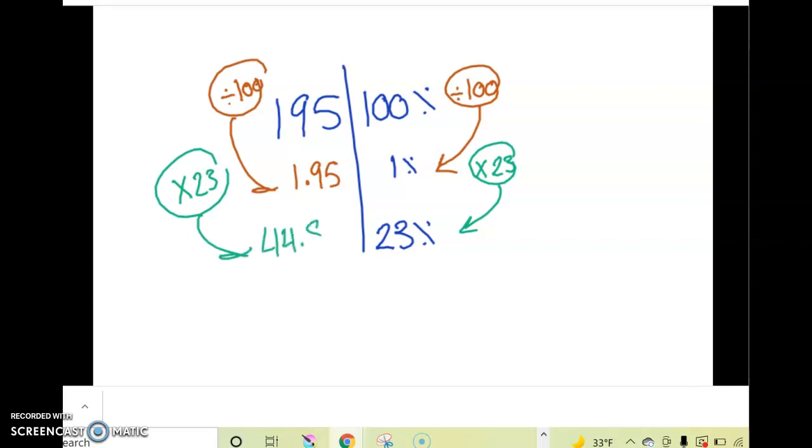So depending on what percent you're trying to get to, it may be easier to use a unit rate or a benchmark percent. But either way, we can use our same ratio strategies in order to reason about percents.